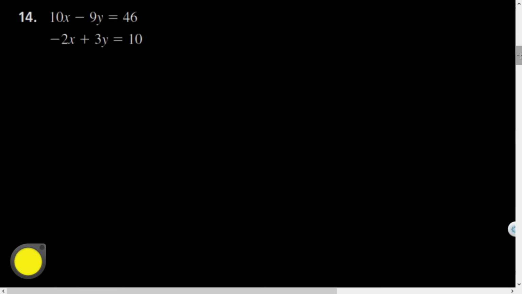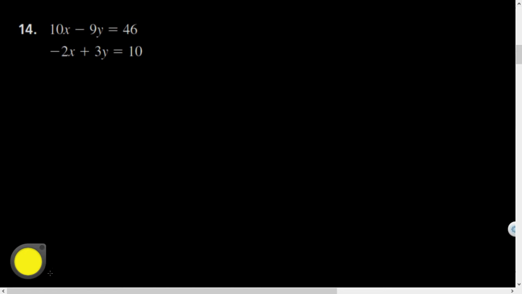Here's question 14. Step 1. We are going to try to get these opposite coefficients here. So what do 10 and 2 go into? 10. What do 9 and 3 go into? 9. Let's go with the 9. It's smaller. I don't have to multiply this one by anything to get that to be a 9 or a negative 9. So this one's done. That's nice of them. What would I have to multiply 3 by to get 9? 3. So I'm going to multiply this entire equation by 3.